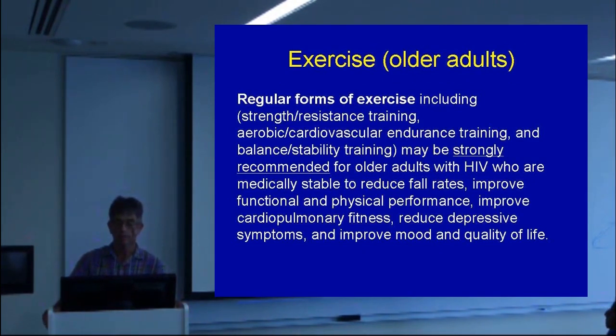Again, regular forms of exercise, including strength and resistance training, endurance training, and balance and stability, may be strongly recommended for older adults with HIV who are medically stable to reduce fall rates, improve functional and physical performance, improve cardiopulmonary fitness, reduce depressive symptoms, and improve mood and quality of life. So there's an example of what came out of Stream B.